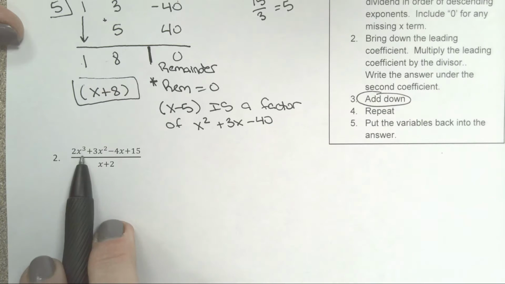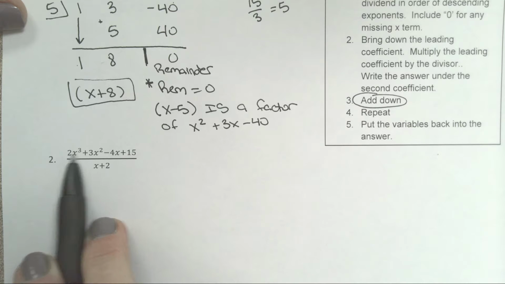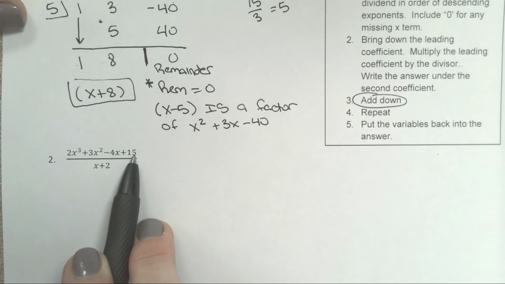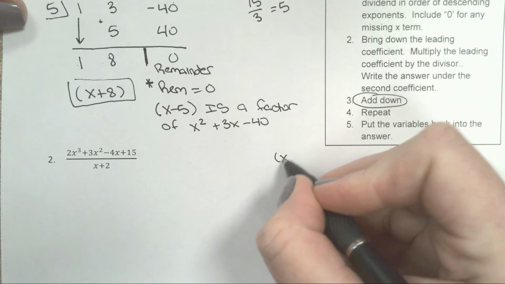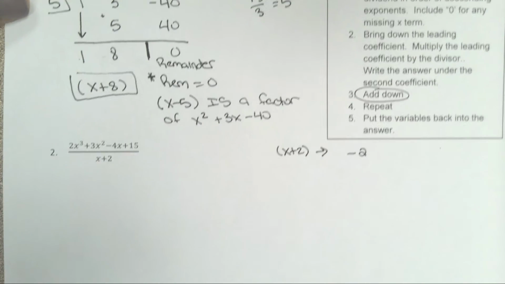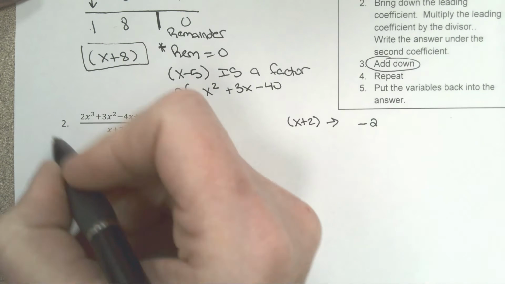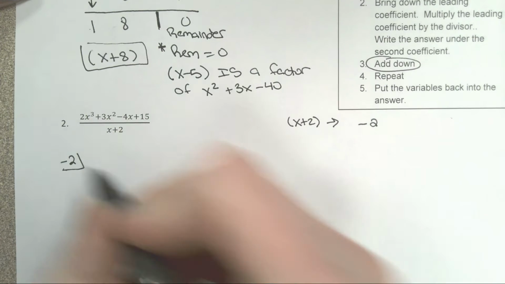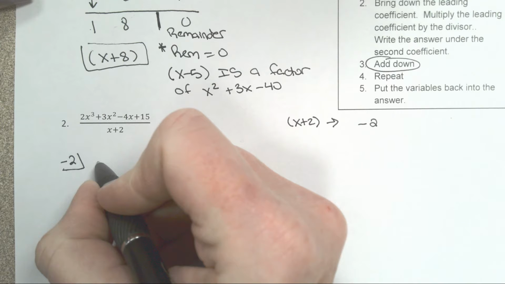All right, it says, do we have any... Does everything go in descending order? So my exponents go 3, 2, 1, and then a constant. So they go in order. My linear factor is x plus 2. That means I'm going to use -2 as my divisor. So I put my divisor over here in a box, and I'm going to write out my coefficients.